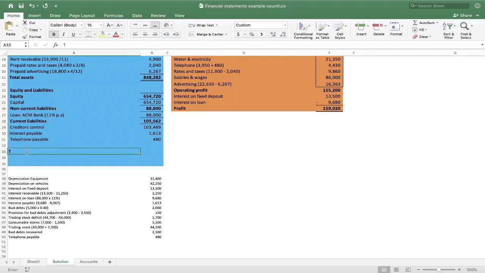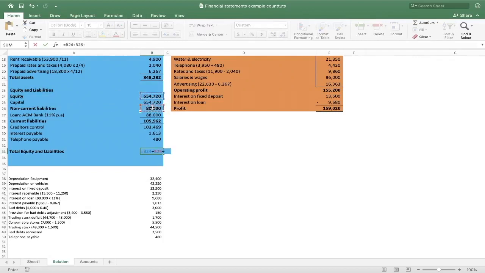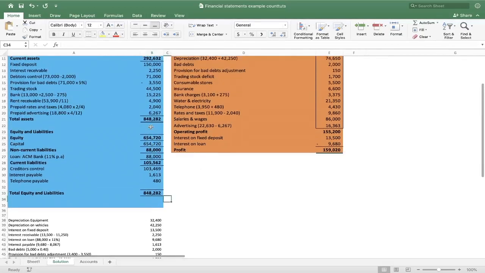Now that we have done our non-current liabilities and our current liabilities, we now have total equity and liabilities. We will take our capital, the totals that we had done, and we have the capital there, and then we have our non-current liabilities, and then we also add our current liabilities. And remember, the answer should equal our total assets, and you can see there we have it. The answer for our total equity and liabilities is 848,202 rand, which is equal to our total assets of 848,202 rand.